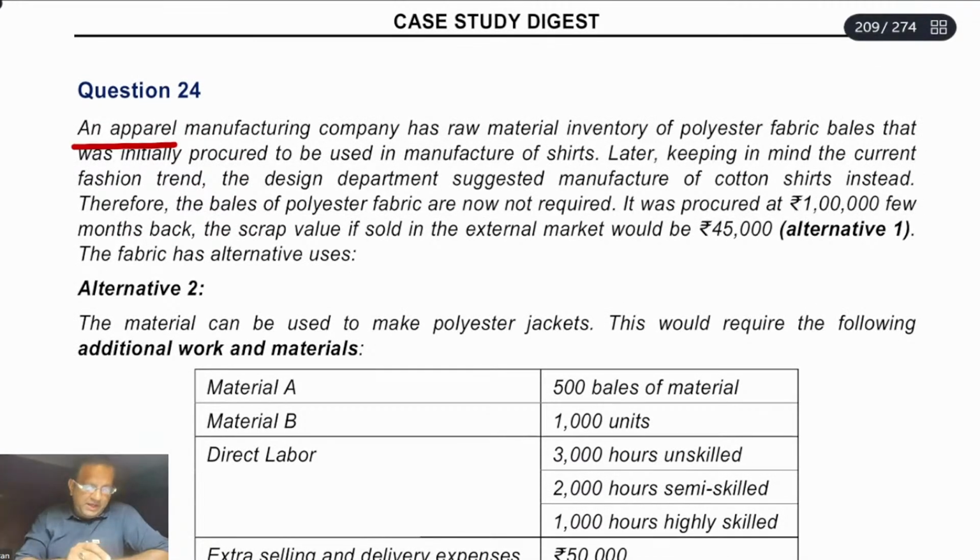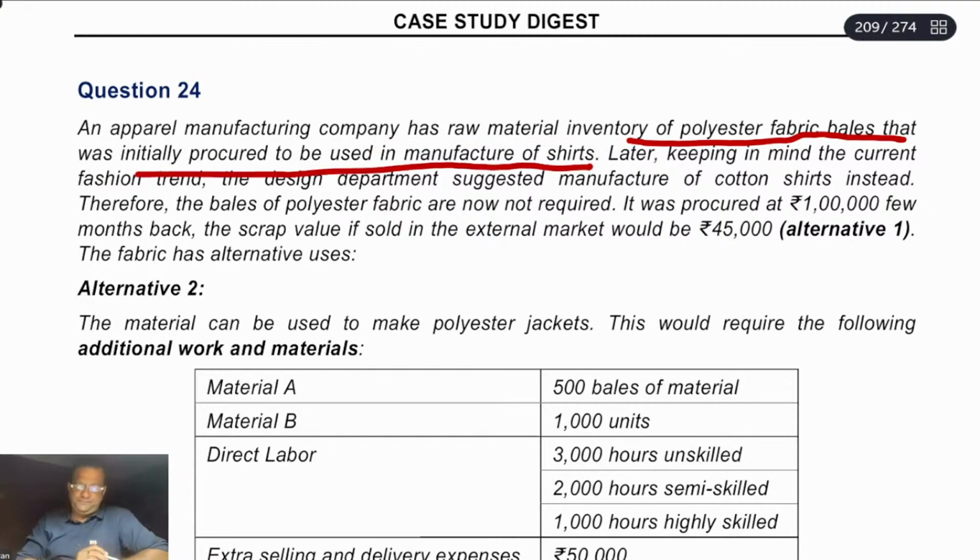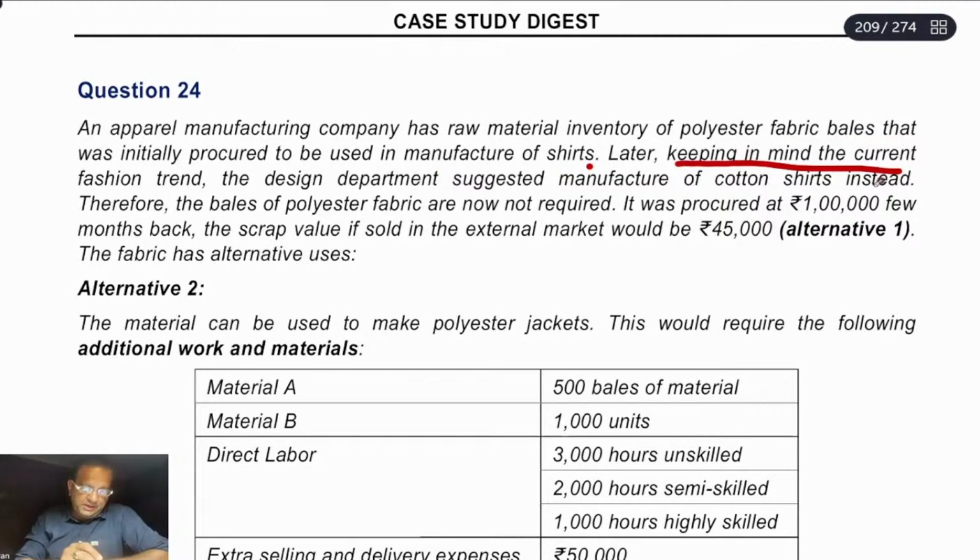An apparel manufacturing company has raw material inventory of polyester fabric bale that was initially procured to be used in manufacture of shirt. Later, keeping in mind the current fashion trend, the design department suggested manufacture of cotton shirt instead. Therefore, the bales, meaning the bundles of cloth, of polyester fabric are now not required.